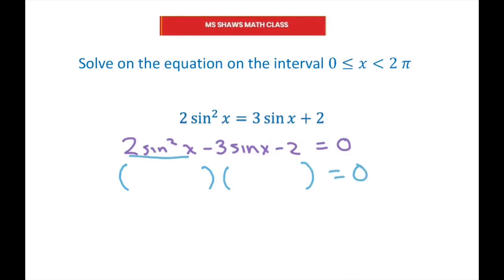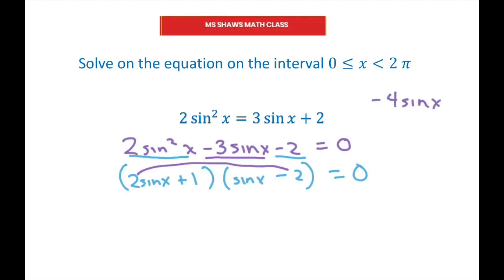And I know my first will be 2 sine of x and sine of x. That gives me the first. Need a negative 2, so that's negative 2 and 1, or negative 1 and 2. I'm going to try this, a negative 2 and a plus 1, and check to see if I get a negative 3. So this would be negative 4 sine of x. And the inner part would be sine of x. When you add those up, you get negative 3 sine of x, which is what we have, and we're good to go. So separate these out.